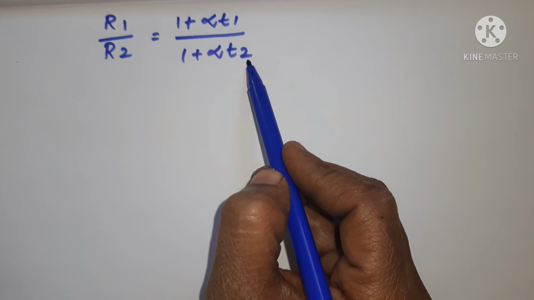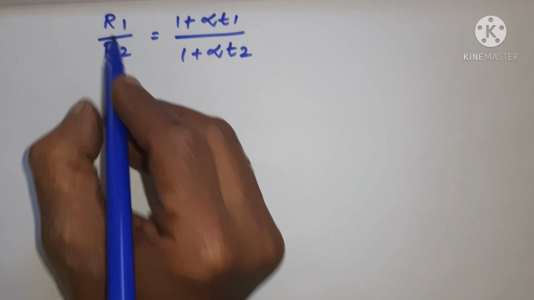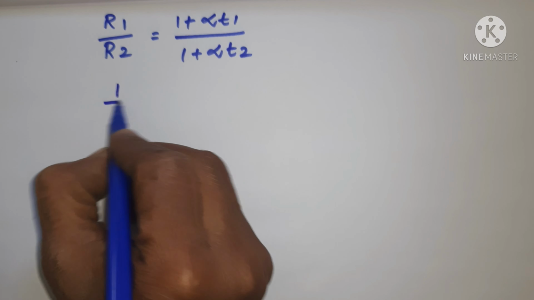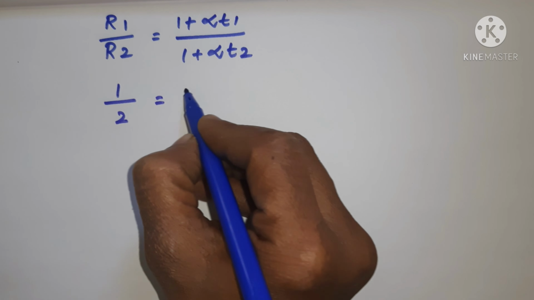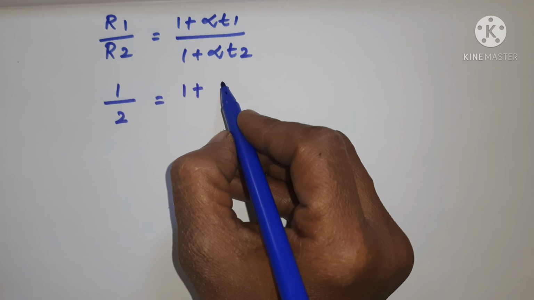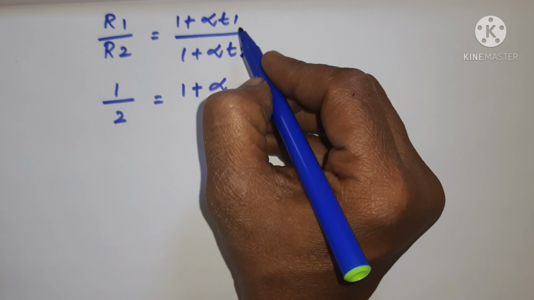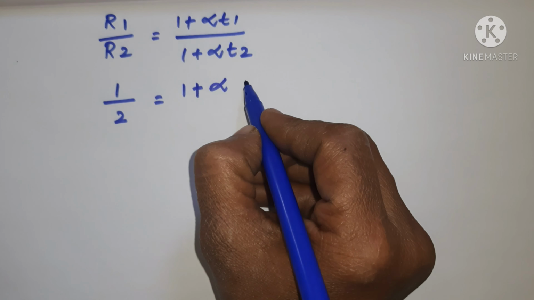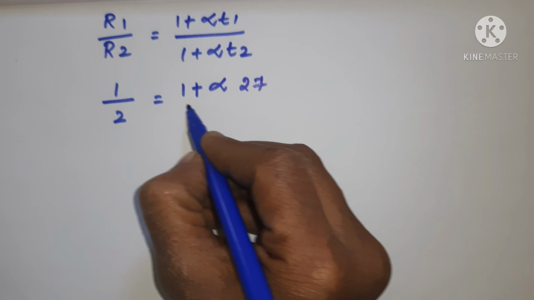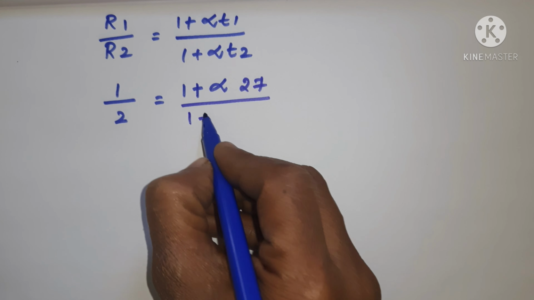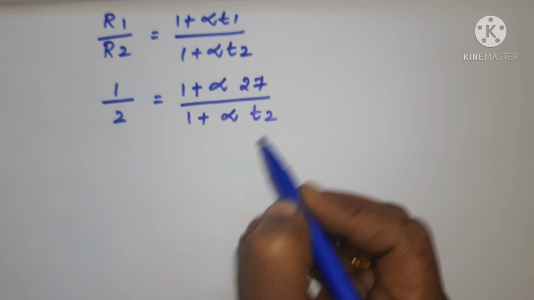By 1 plus alpha T2. So we know what R1 is: 1 ohm, divided by R2, which is 2 ohm, is equal to 1 plus alpha. Let it be alpha itself. The T1 value we wrote to be 27 degrees Celsius, divided by 1 plus alpha T2.